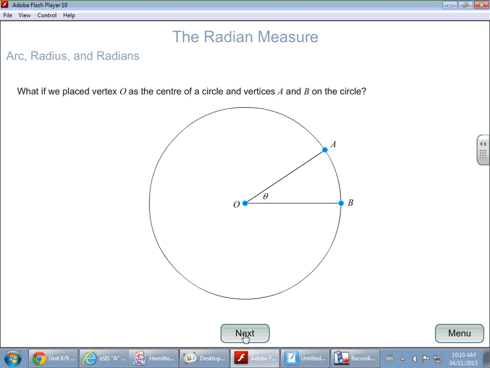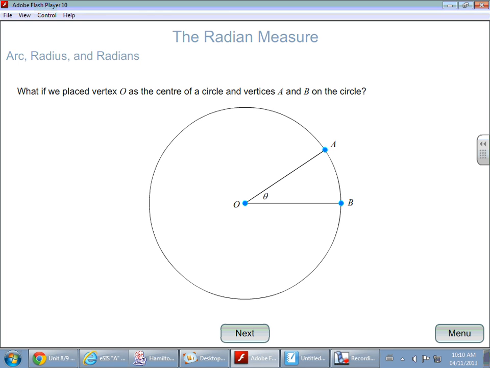So what we do is we take the exact same angle, we don't change anything, but I put the center of the angle at the center of a circle. And when I do that, that gives me some new measurements. The length between O and B is the radius of the circle, which I can measure using a ruler. The arc length between A and B is the distance along the circle. I can measure that using a piece of string and then taking that string and measuring it off on a ruler. So I can get this distance and I can get this distance.